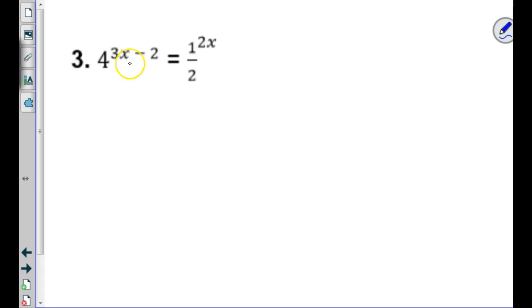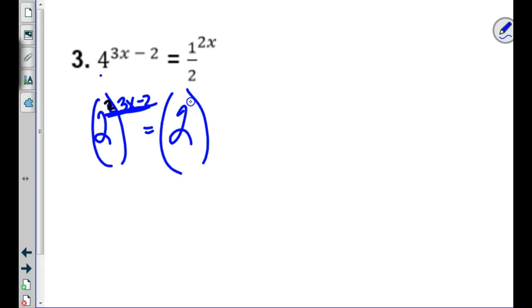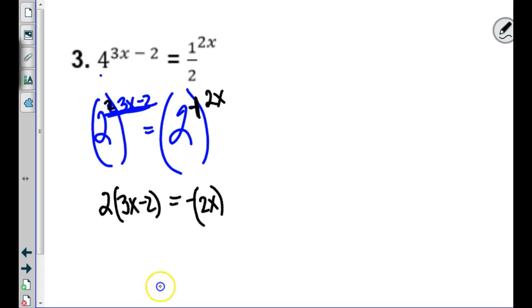What do 4 and 1/2 both can be written as powers of? 2. This is 2 squared to the 3x minus 2. So we're going to have to multiply those exponents together. Looks like there's supposed to be a 2 there. All right, and over here, what power of 2 is 1/2? Good job, guys. -1 to the 2x. So we're multiplying the exponents. We'll have 2 times 3x minus 2 equals -1 times 2x.